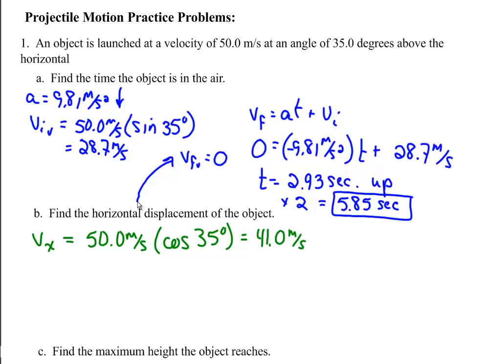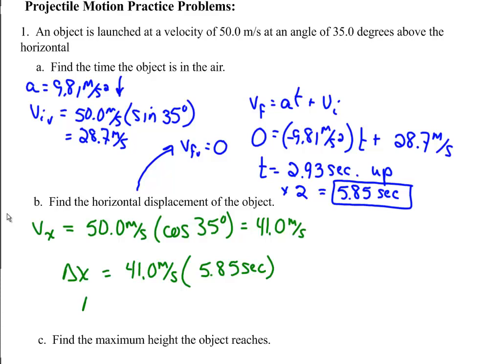Now I have a time. So my change in position horizontally is going to be my velocity, 41 meters per second, times the total time it's in the air, which is 5.85 seconds. So I do the math, I end up with a horizontal displacement or a range of 240 meters.